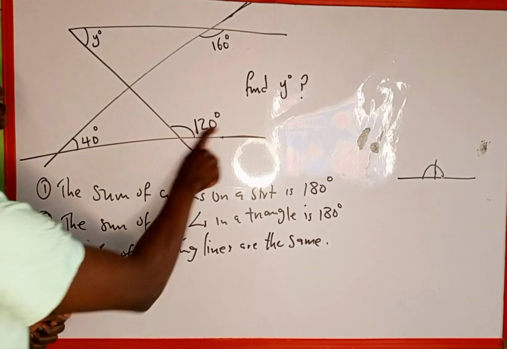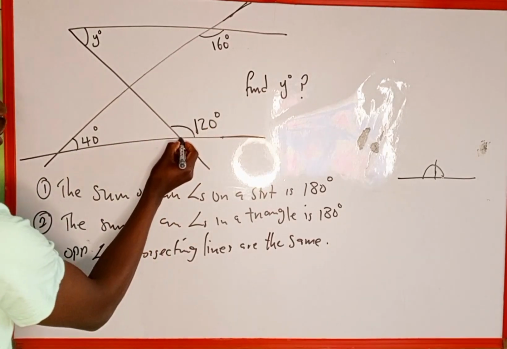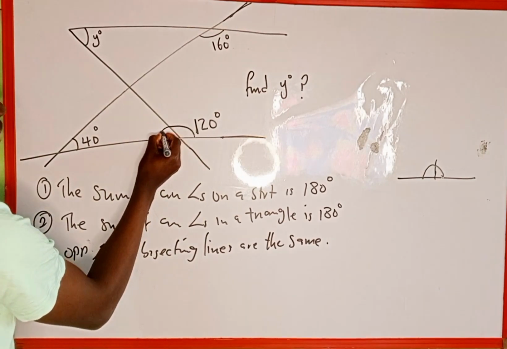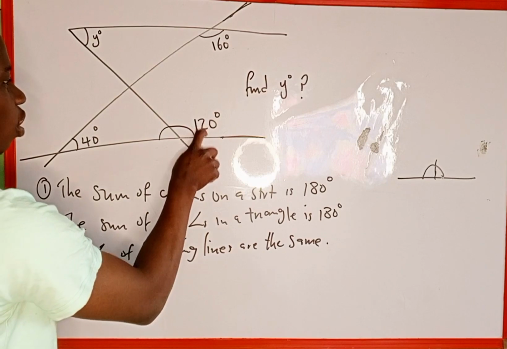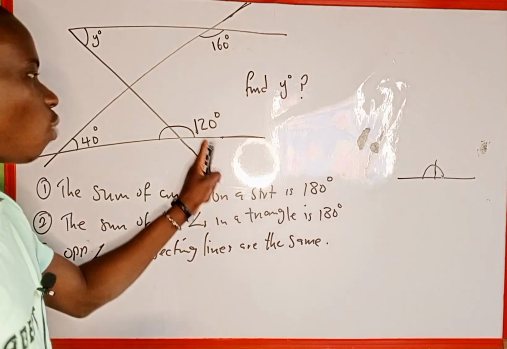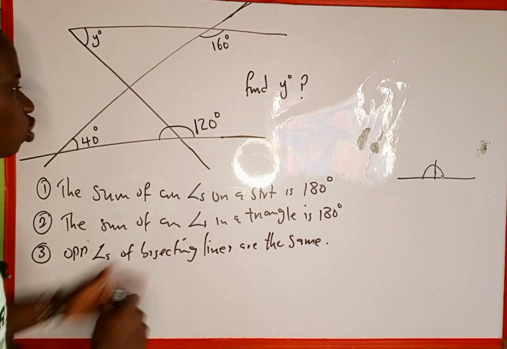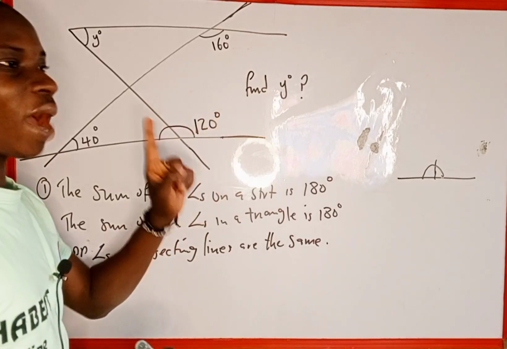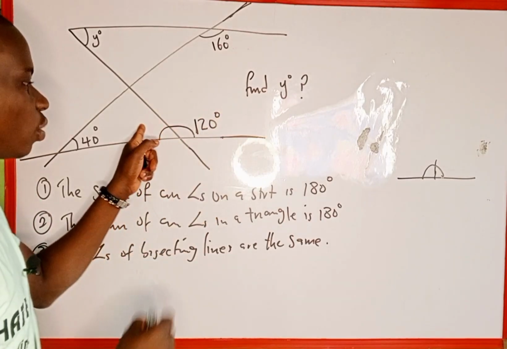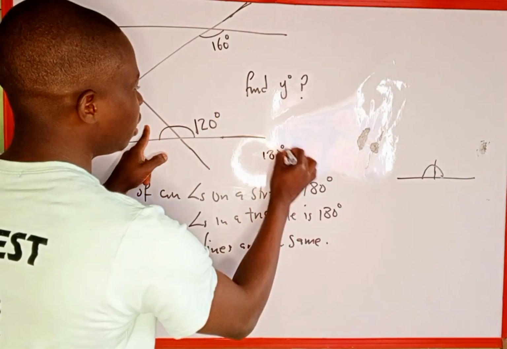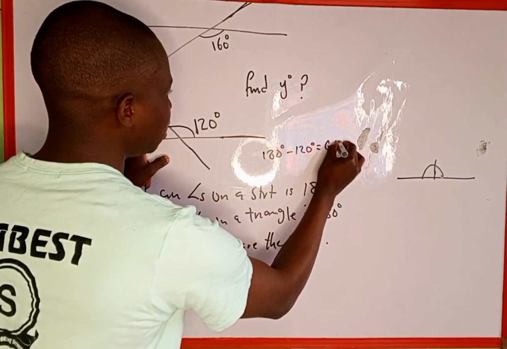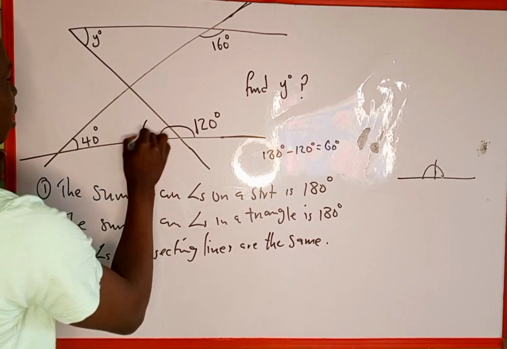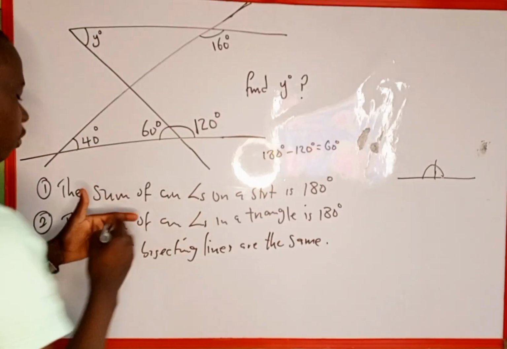Here we have 120 degree, and we notice that this is a straight line. So the whole of the angle here is going to be 180 degree, and this place is already known as 120 degree. So we're going to subtract 120 degree from 180 degree to get the angle here. 180 degree minus 120 degree is going to give us 60 degree. So therefore the angle here is going to be 60 degree from this first theorem.